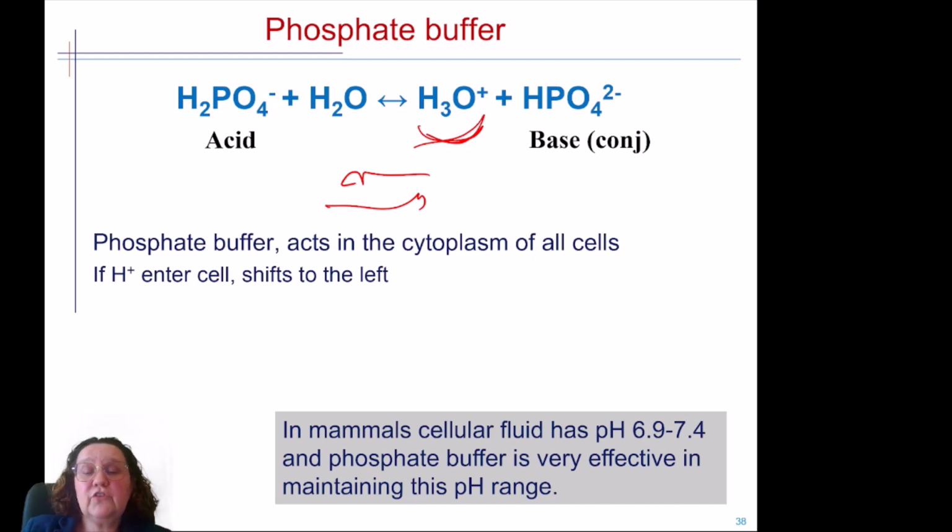So this is an example of how you can use in this case an acid-base equilibrium to regulate the amount of hydrogen ions you've got in the cell to keep the pH within particular levels appropriate for the cells.